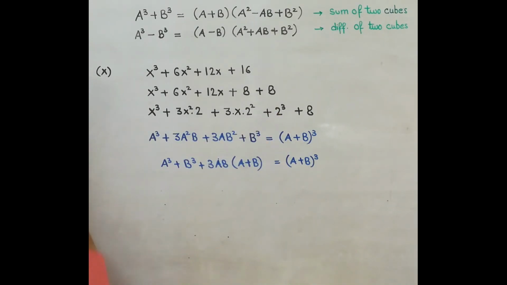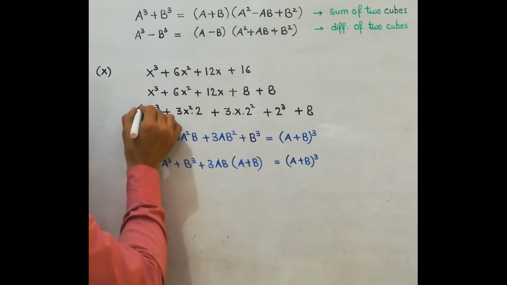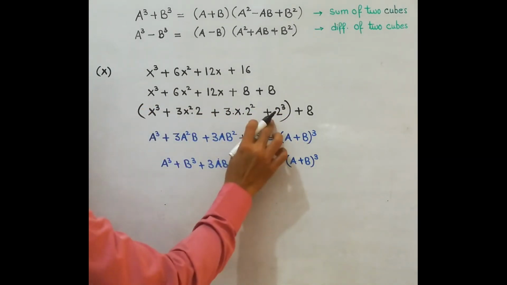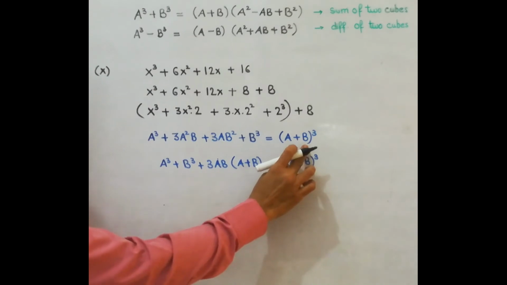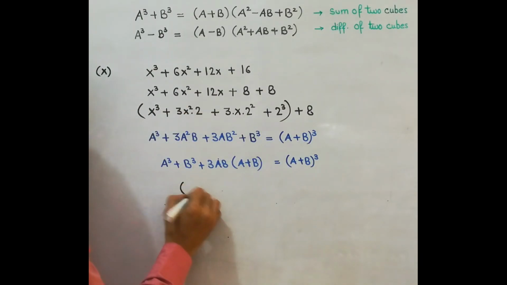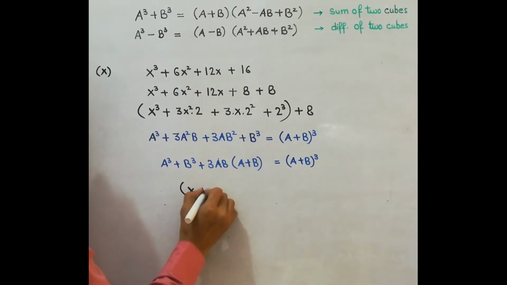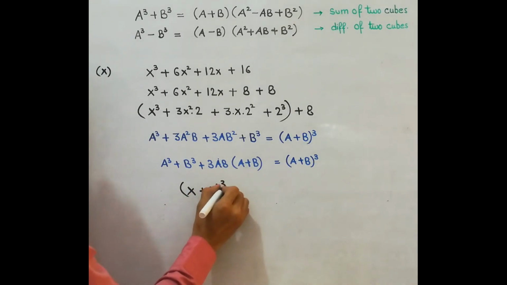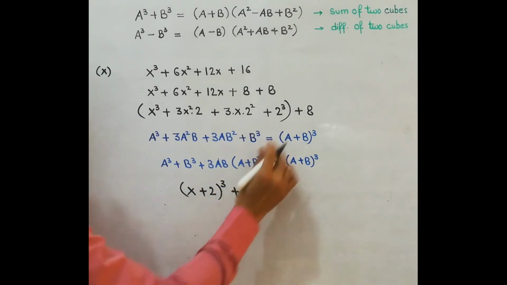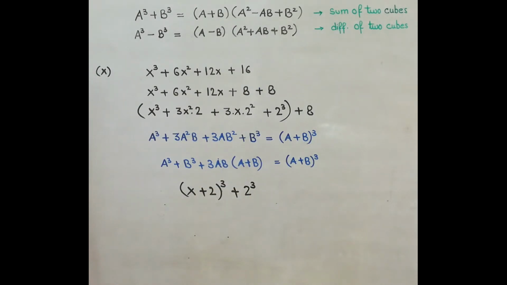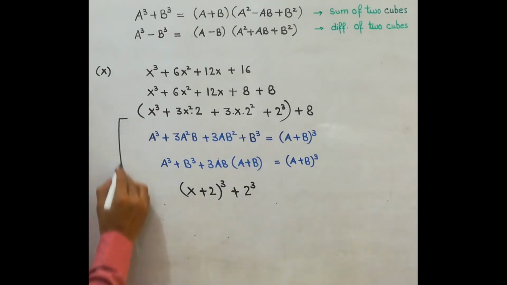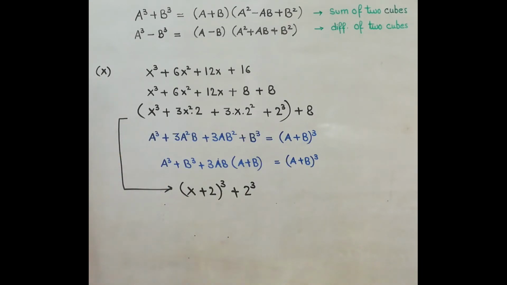So that means this can be written as a plus b whole cube. So it can be written as x plus 2 whole cube. And then you have plus 8. 8 can be written as 2 cube. So from here you got to this step. Hope this is clear.